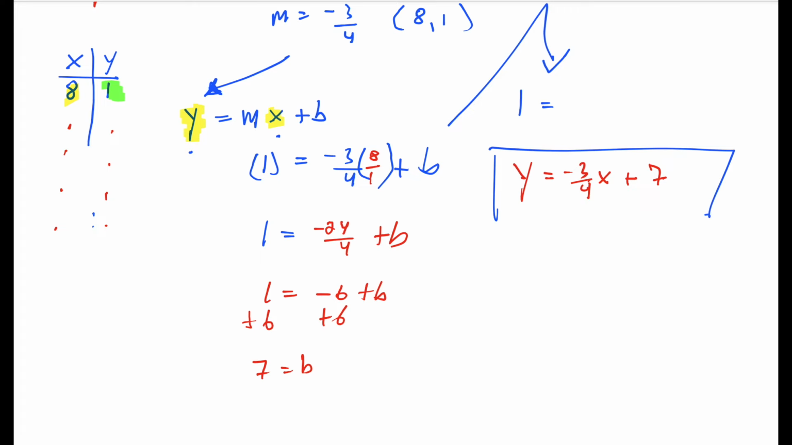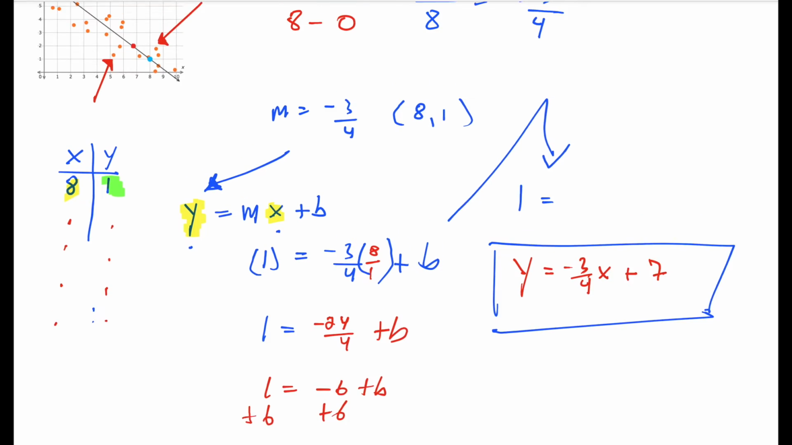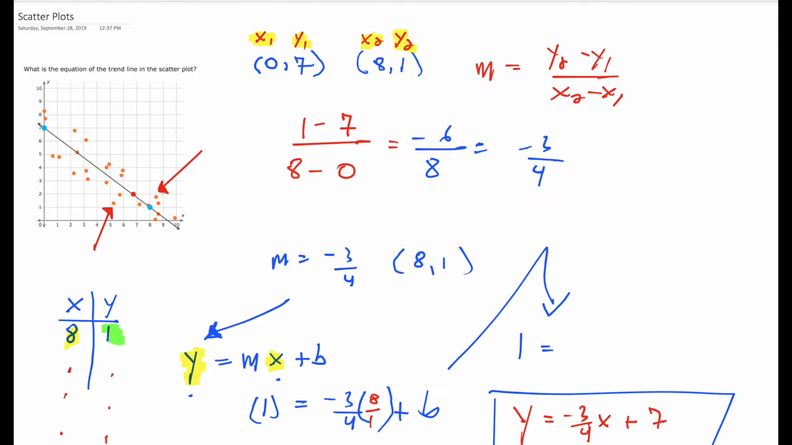The easiest way of doing it actually is straight from the graph. By looking at it, we see, hey, we know the y-intercept. The y-intercept is 7. So we know, here, let me kind of minimize all this stuff.